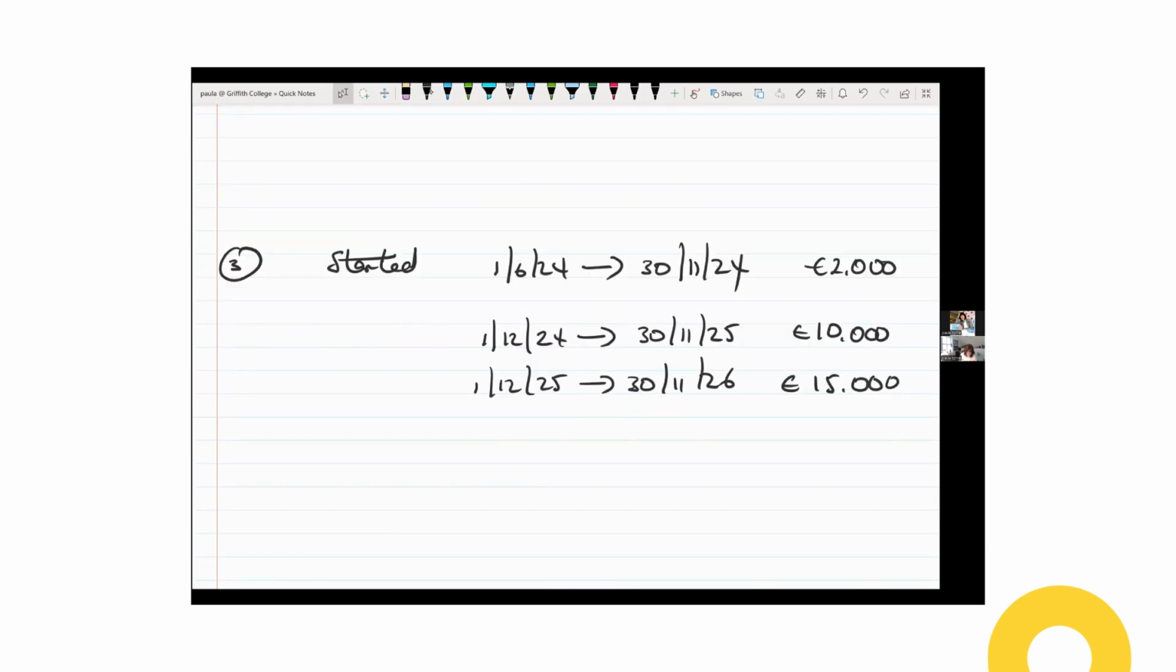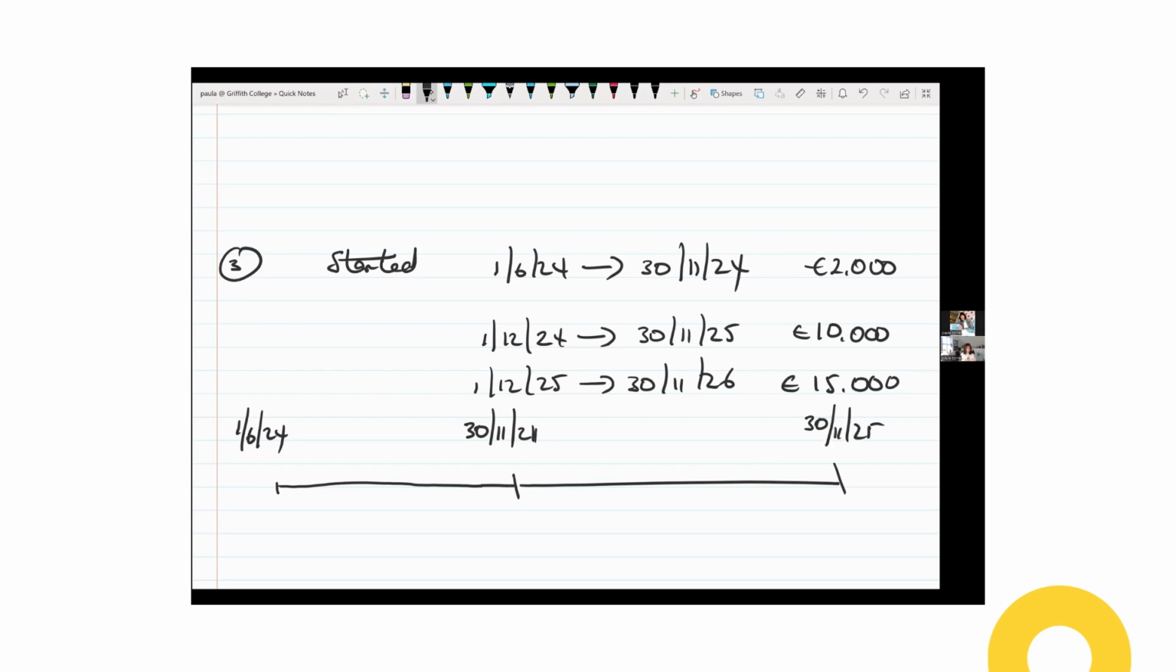Now watch what's happening here. If I do a little diagram, not drawn to scale. So if I started on the 1st of the 6th, 24, and the first accounting period, I went as far as the end of November 24. And the next accounting period brought me down as far as the following year. So that's 12 months long. Now, the problem is this 2,000 and that's 10,000.